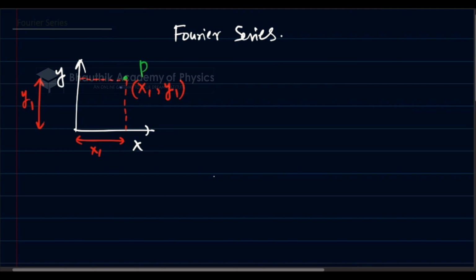Now the same point P can be completely defined in terms of another pair of numbers. In order to know that, I just drew a line from the origin to the point P, and I represented this line length as r1, and the angle between the line and the x-axis is theta 1. So the point P can now be expressed in terms of r1 and theta 1. We can simply write x1 is equal to r1 cos theta 1 and y1 is equal to r1 sin theta 1.